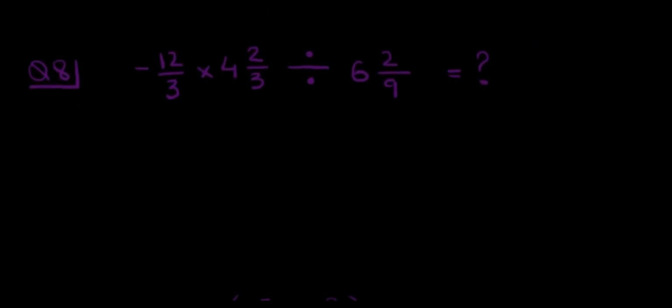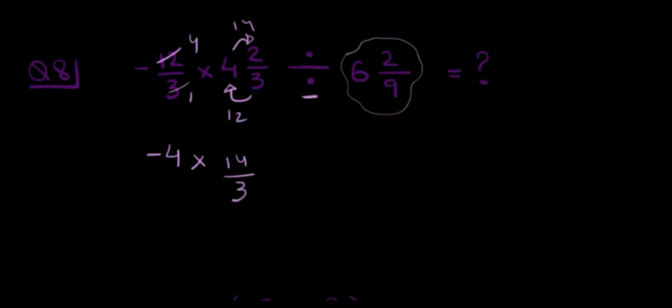Question number 8. Mixed numbers again, yet again. Mixed numbers, I would simplify as much as I can because I see a 4 over here, right? 3 times 1, 3 times 4. That's a negative 4. Times 3 times 4, 12. Plus 2, 14. So I've got 14 over 3. I've got a division sign, but let me work this out first. That's 9 times 6, 54. 54 plus 2, 56 over 9.